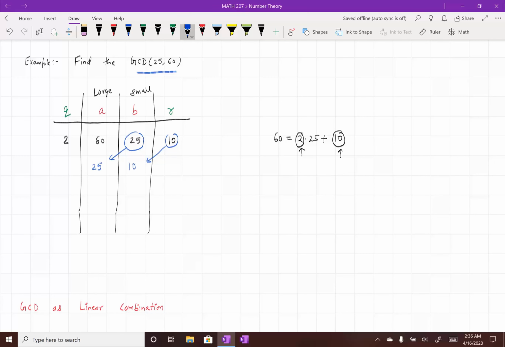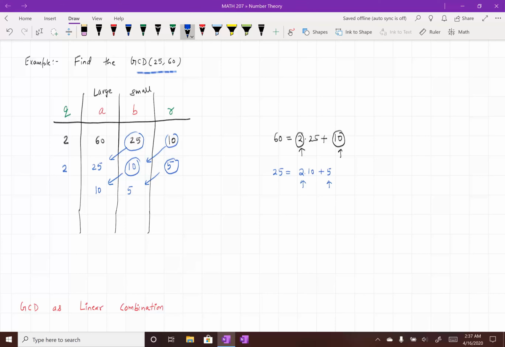So now you got the new values of A and B, which are 25 and 10, and 25 can be written as 2 times 10 plus 5. So 2 is the quotient here and 5 is the remainder here. So you can fill up those values as 2 and 5. And again you shift those B and R to the place of A and B. So your new value of A is 10 and the new value of B is 5.